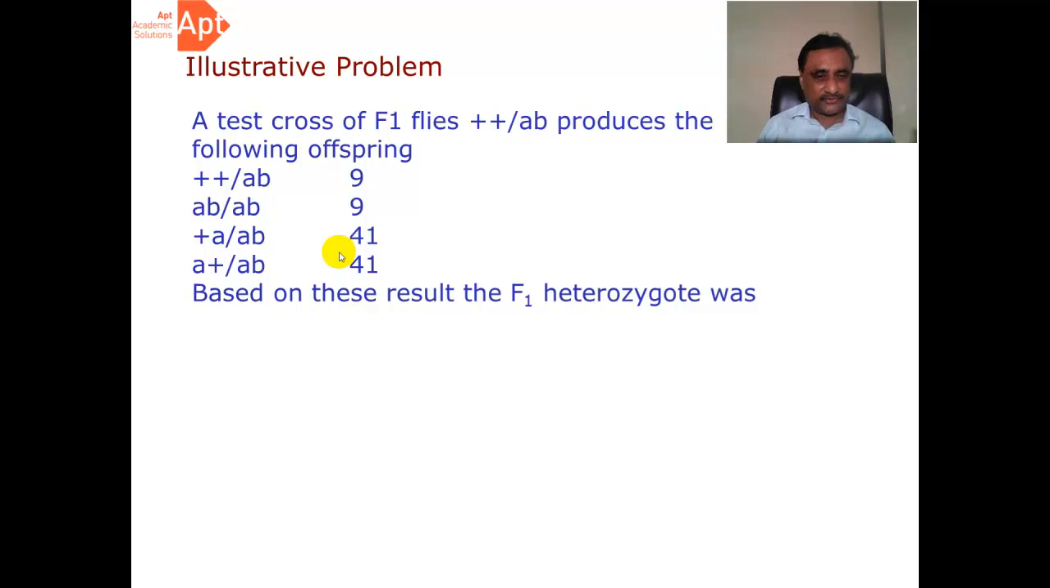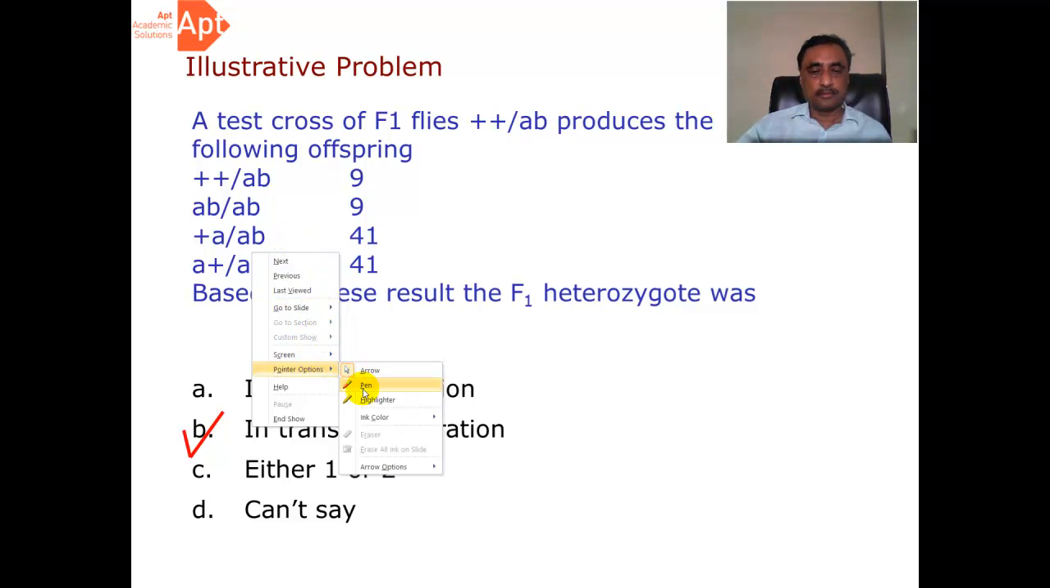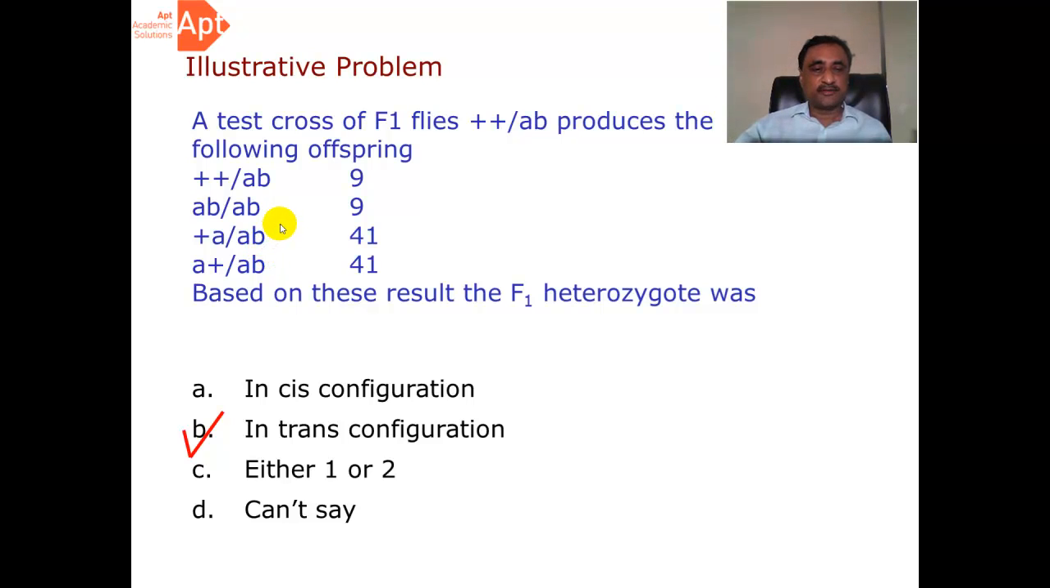So these are the problems that are asked in your NEET examinations. A test cross of F1 was crossed with plus plus AB. Mind it, this plus plus is showing the wild type. So what we have to figure out is how you can say whether it is in cis configuration or trans configuration. One thing is very clear: while looking at the entire data, you have to figure out which number is more. The number which is more is obviously the parental type. So here you can see that these are the parental types. Why? Because this number is absolutely more, right? Now this plus and this A, that means it is going to be arranged like this.